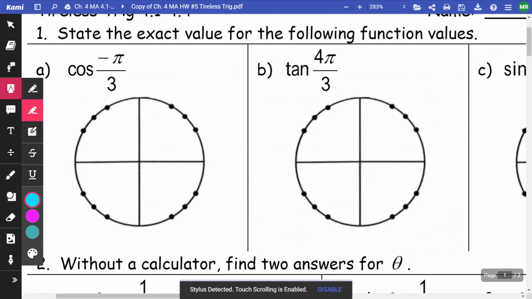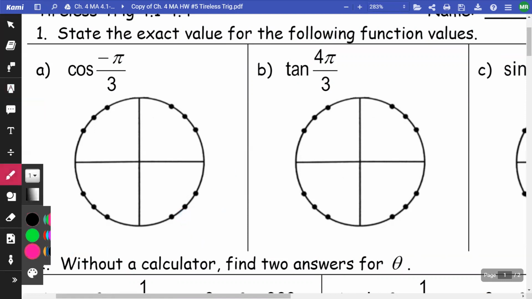So in this case, this is a negative angle, and I'm trying to find the cosine of negative pi thirds. So I'm going to be going this direction. Okay. So negative pi thirds is going to be right here. And I want the coordinates of that point.